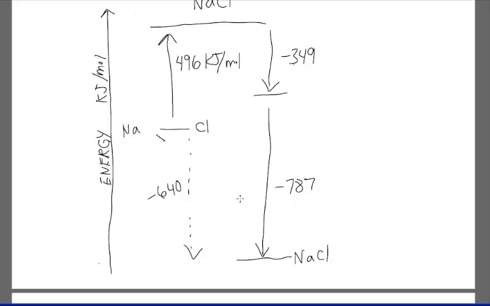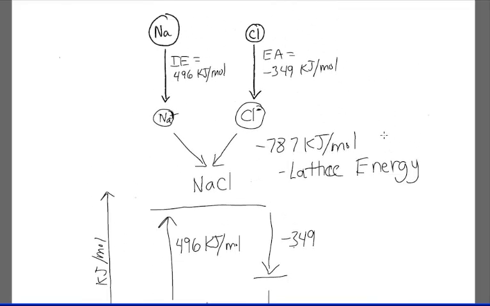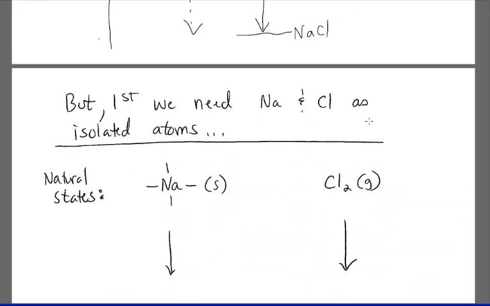All right, but there's a problem with this description, and that is that when we find sodium naturally occurring, it's not a sodium atom singly. It's in a metal. And when we find chlorine, naturally, it's in a diatomic gas. So to do this process right, we need to start from materials as we find them naturally and create sodium and chlorine atoms. So let's add those two steps.